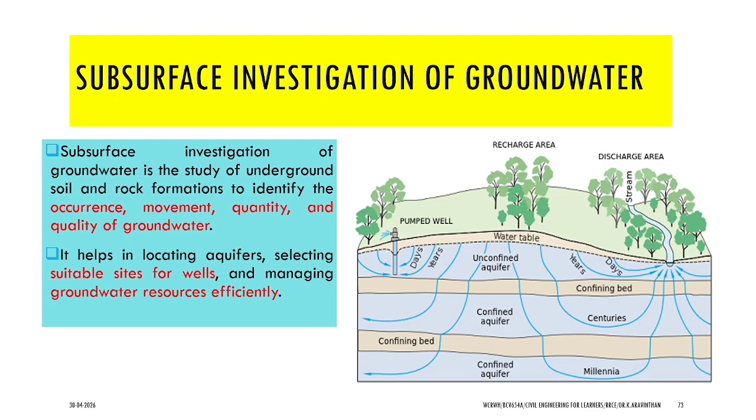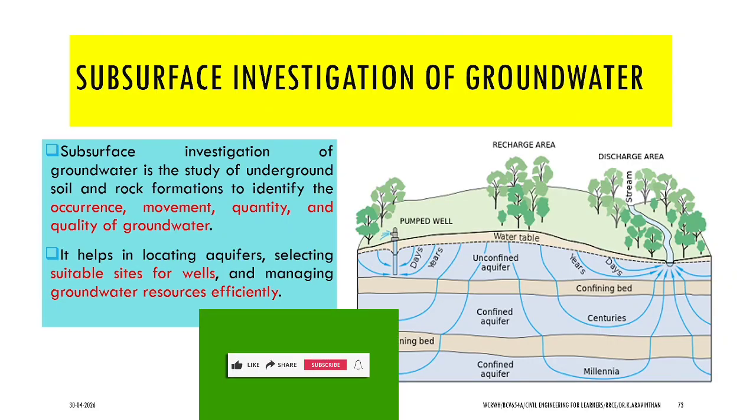Now, we need water, and for getting that water, we are dependent on groundwater. Majorly, 30 to 60% of the water requirement in India is dependent on groundwater. So it is necessary to understand the subsurface layers of the soil.